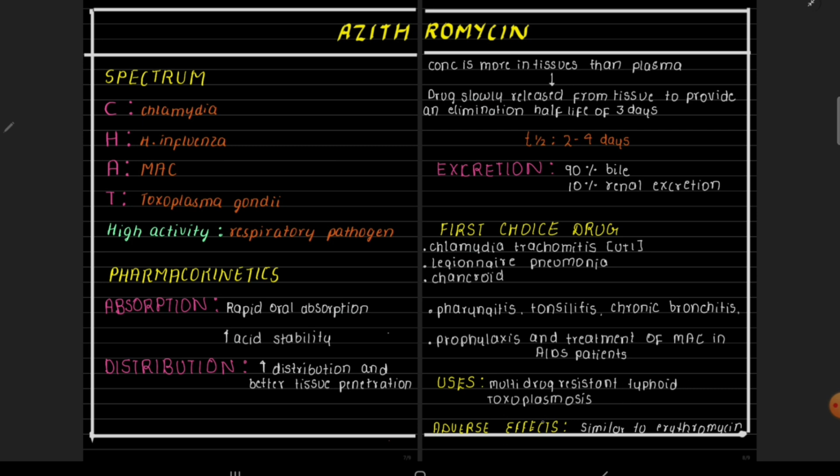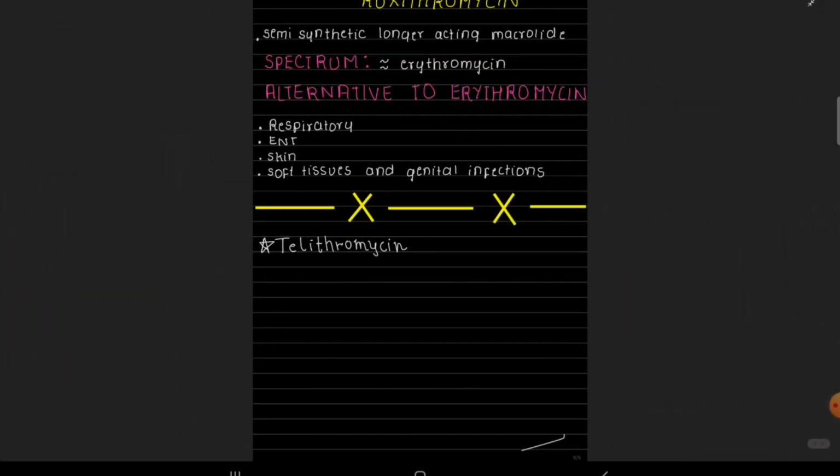Adverse effects of azithromycin are similar to erythromycin. I just mentioned them when we were talking about clarithromycin. Lastly, let us go to roxithromycin. A few points about it. It is also a semi-synthetic macrolide, but it is longer acting than its counterparts. Its spectrum is similar to erythromycin. In fact, roxithromycin itself is used as an alternative to erythromycin. The conditions in which it is active are respiratory, ENT, skin, and soft tissue infections. Also, it is effective against genital infections.